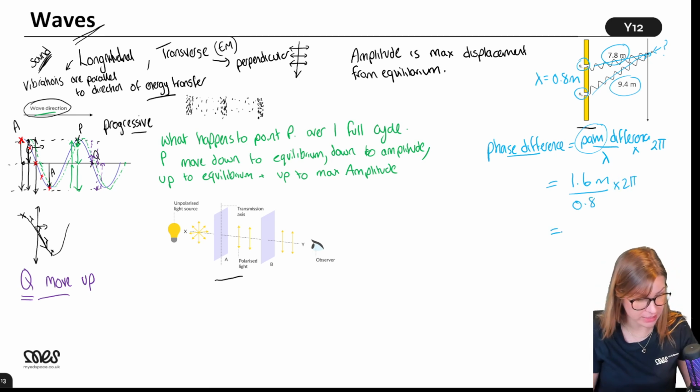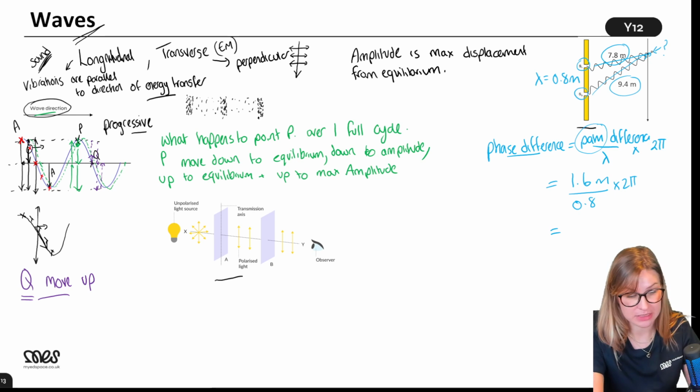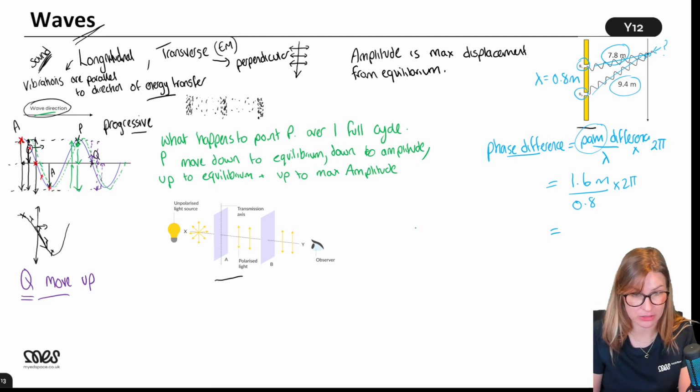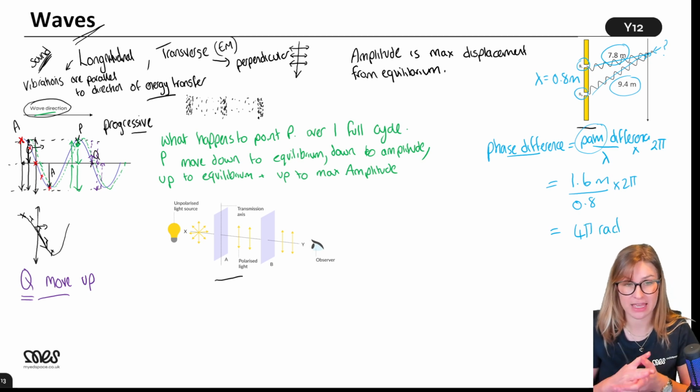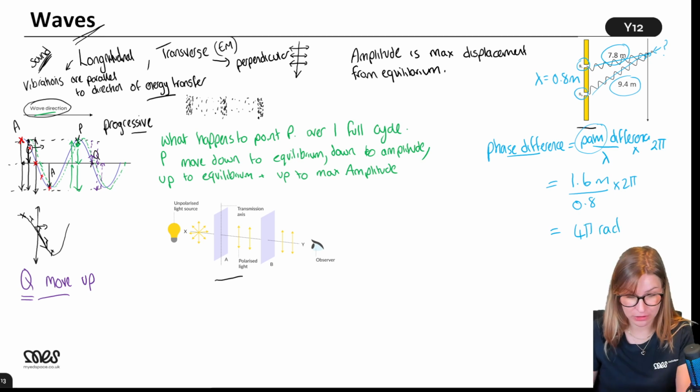So when you do that in your calculator, when you do 1.6 divided by 0.8 multiplied by 2 pi, you're going to end up with 4 times pi radians. Right, so that's going to be my phase difference, 4 pi radians.